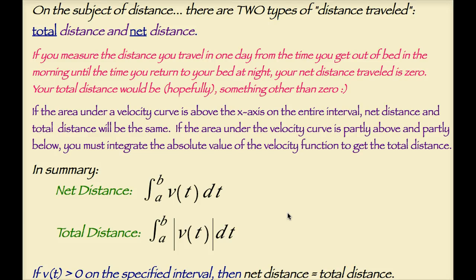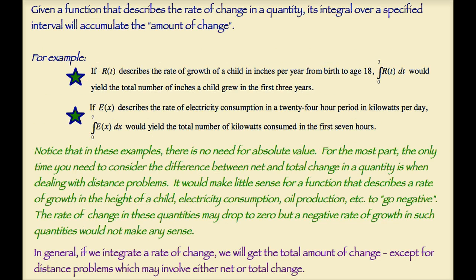In summary, net distance is the integral from a to b of v of t dt. Just integrate the velocity function on the interval. But to get total distance, you'll need this integral, the integral from a to b of the absolute value of the velocity function dt. If v of t is greater than 0 on the specified interval, then net distance will equal total distance. So, given a function that describes the rate of change in a quantity, its integral over a specified interval will accumulate the amount of change.